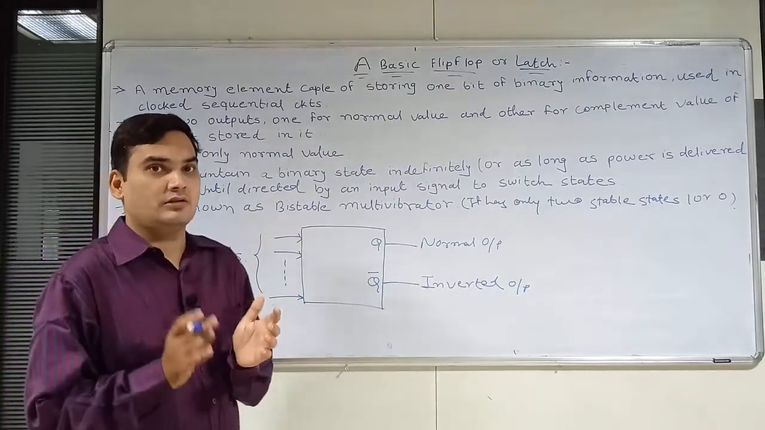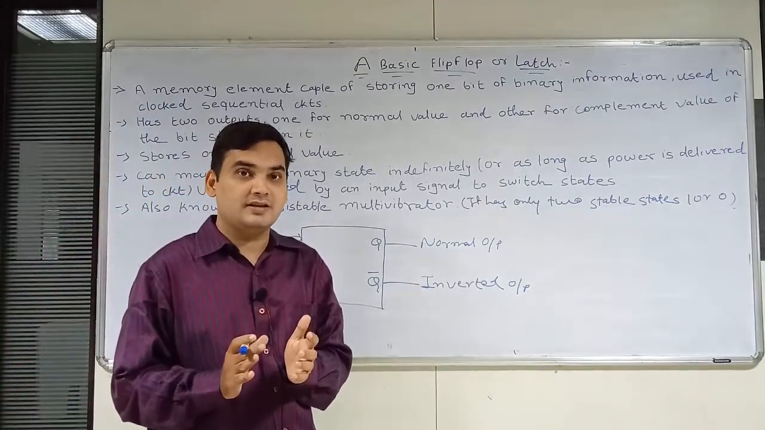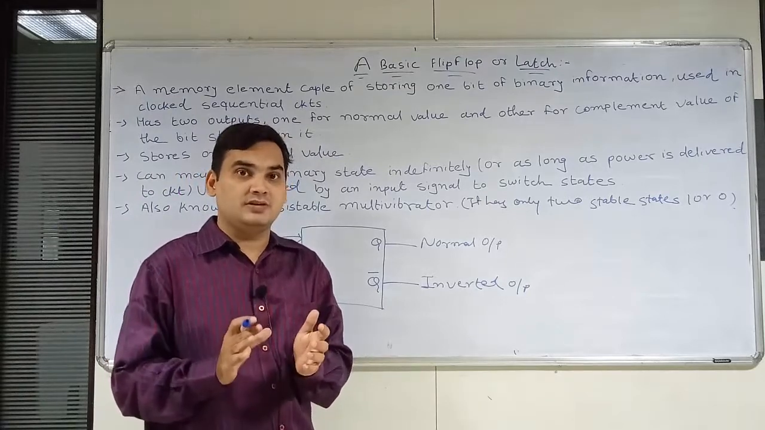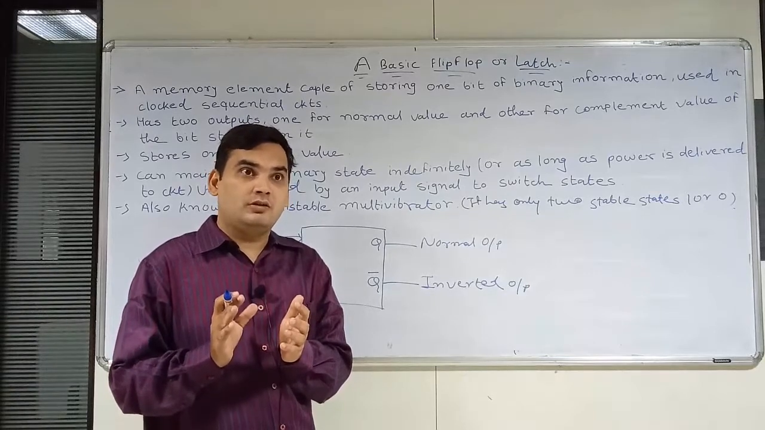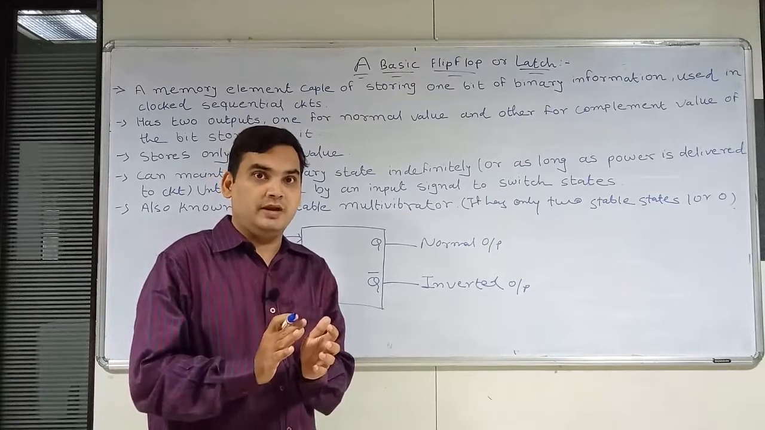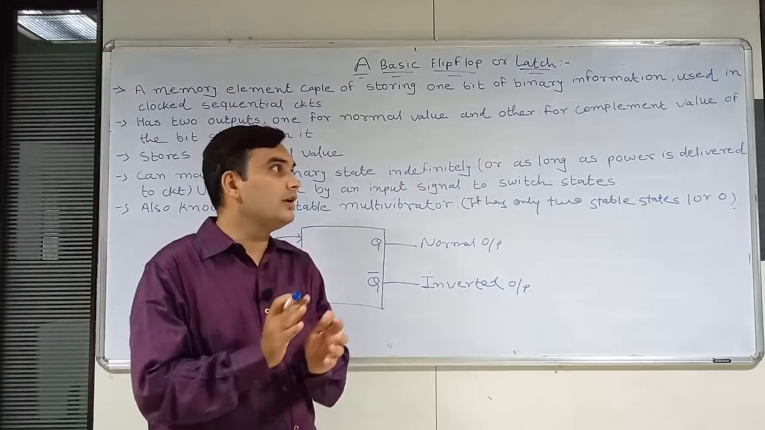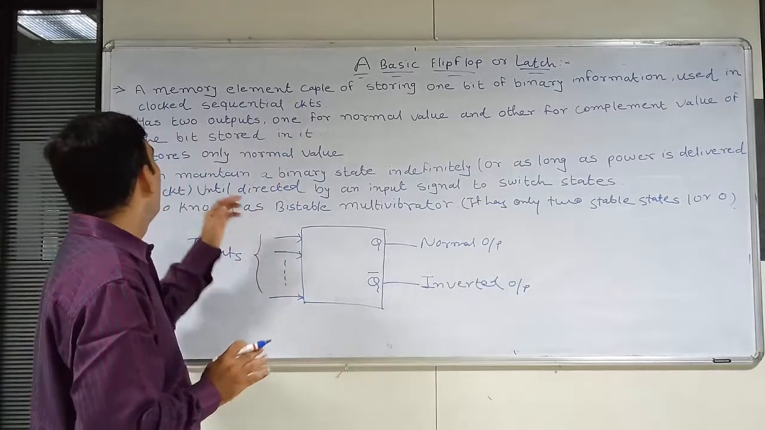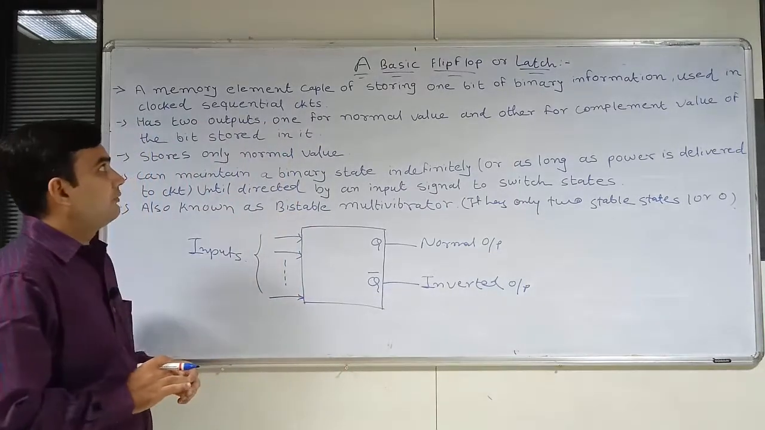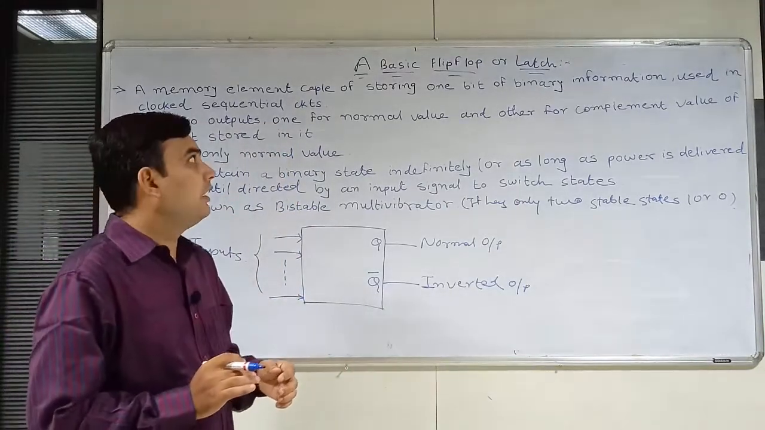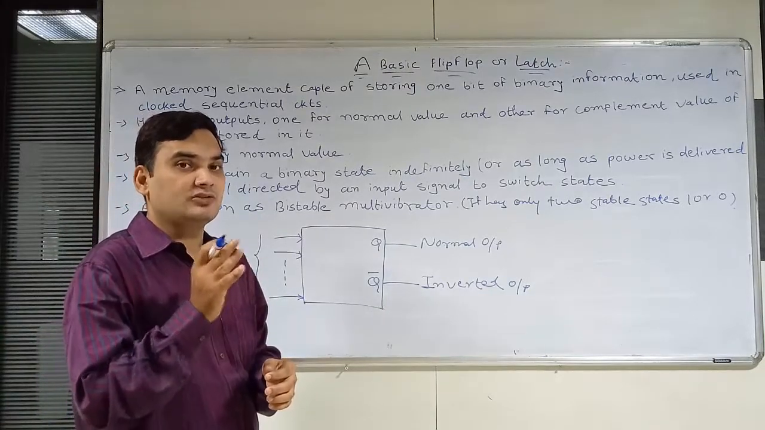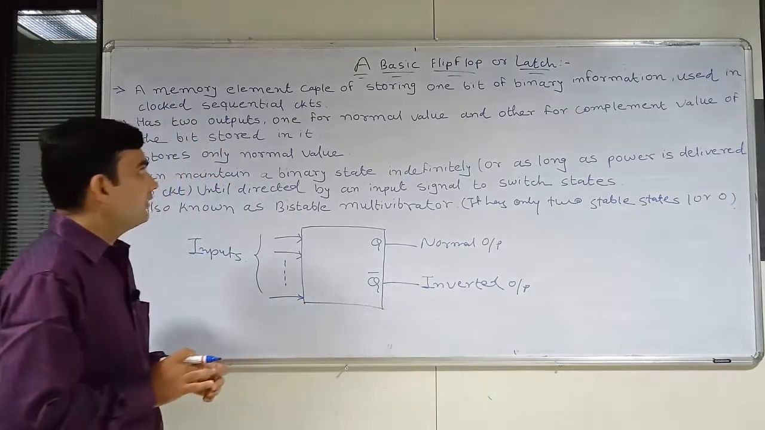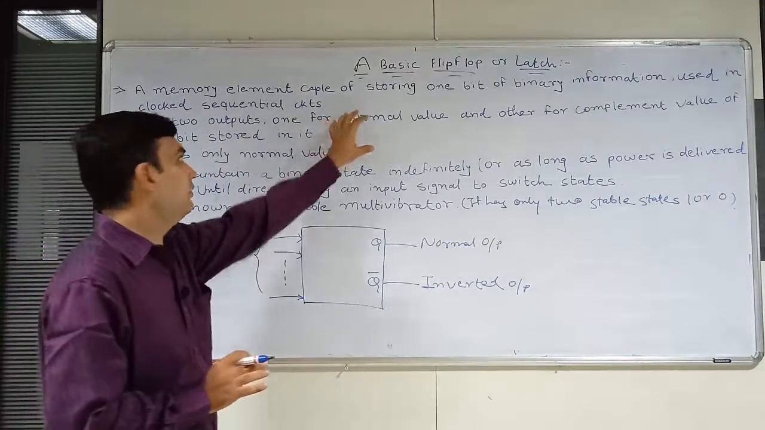You know what is a clock? You know what are sequential circuits? Sequential circuits are those in which the present output depends on the past outputs as well as the present input. That is called a sequential circuit. A flip-flop has two outputs, one for the normal value and the other for the complement value of the stored bit. It stores only the normal value out of these two values.